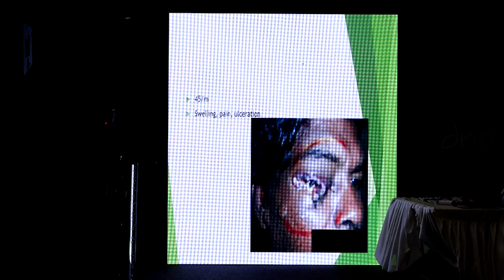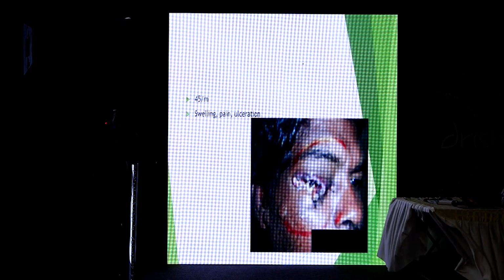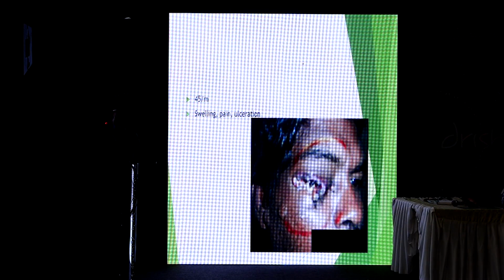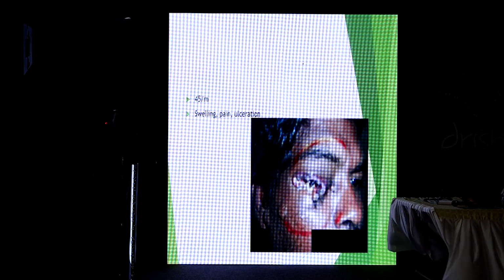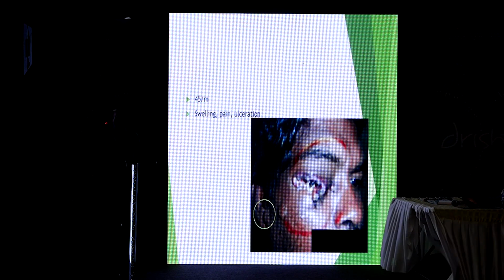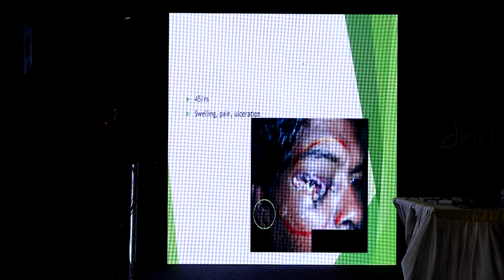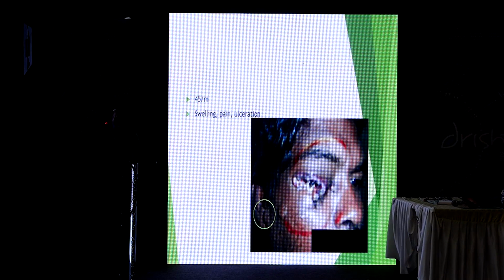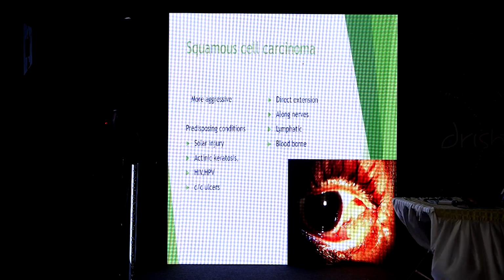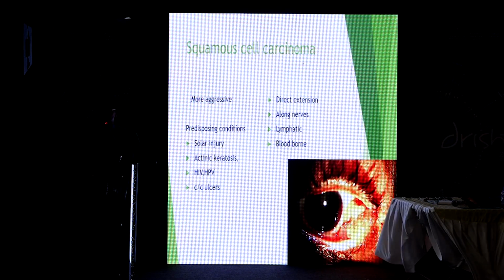This is another man, he was a fisherman by profession. When he came to us, he had a big ulcerative lesion. Most of his lower lid was wasted, and it is going to the canthus and the two-thirds of the upper lid with a lymph node enlargement also. Such lesions are very aggressive. This was a case of squamous cell carcinoma. It can have direct extension also along nerves, lymphatics, and blood borne.